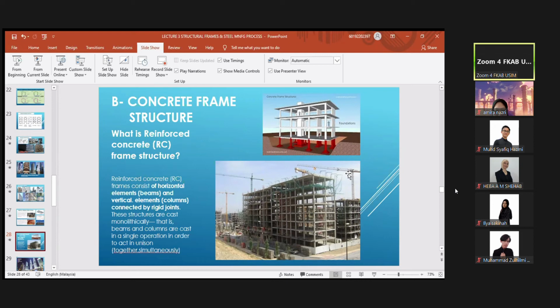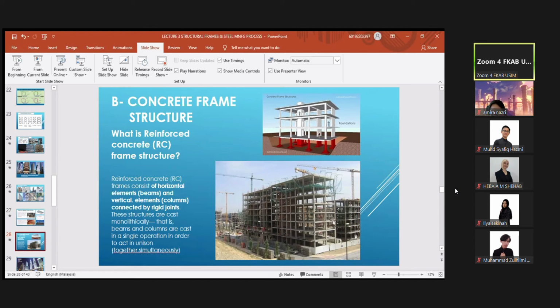So concrete basically is monolithic. A reinforced concrete structure is basically horizontal beams and vertical columns. The horizontal element is the beam, the vertical element is the column, connected by rigid joints. All of this is cast together. The structure is cast monolithically. Like I mentioned earlier, beam and column are cast in a single operation in order to act in unison, or to act together simultaneously.